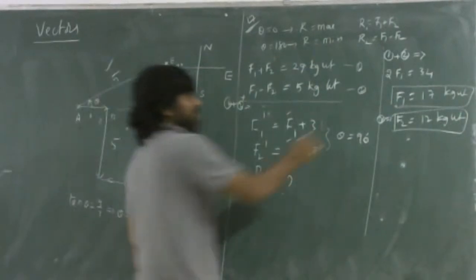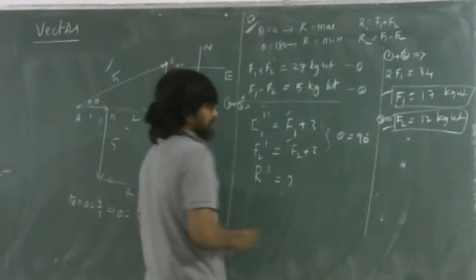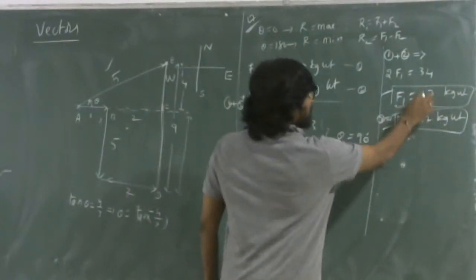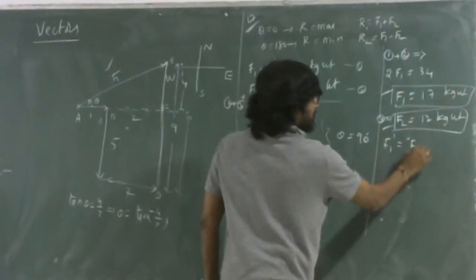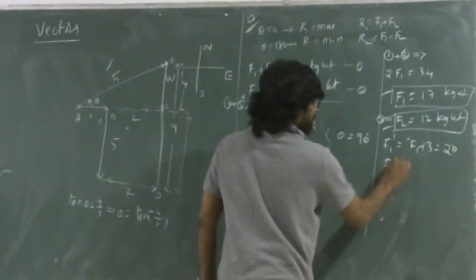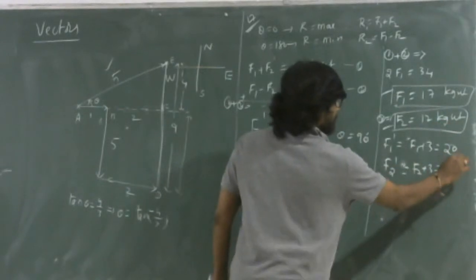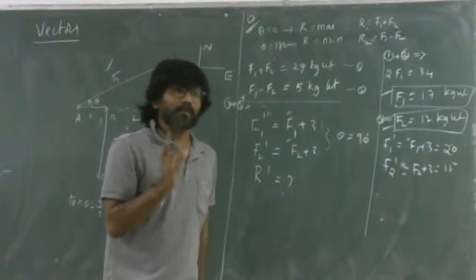Yes? So this first, you have to find out F1, F2, first step. Second step, find out F1 dash, F2 dash. F1 dash is equal to F1 plus 3. F1 is 17, 17 plus 3 is equal to 20. And F2 dash, F2 plus 3 is equal to 12 plus 3, 15 kg weight. Is this step clear?